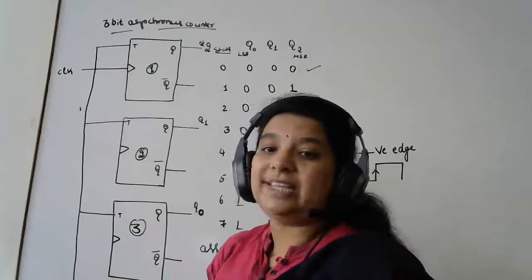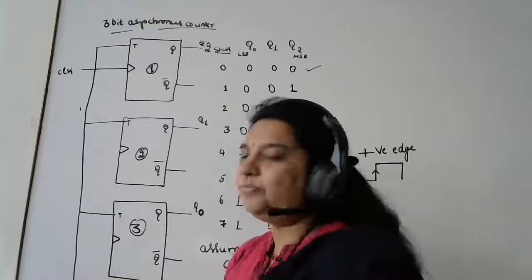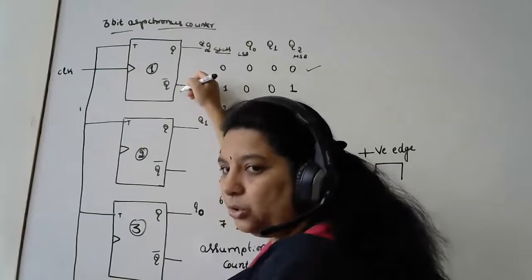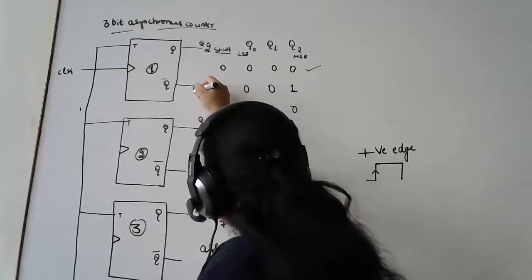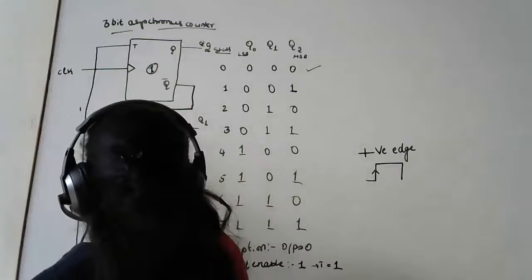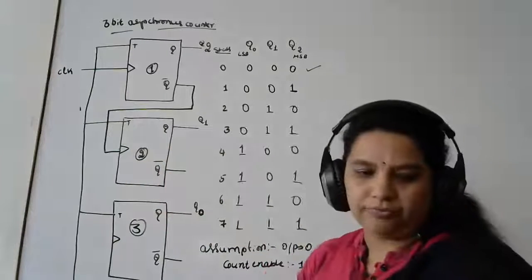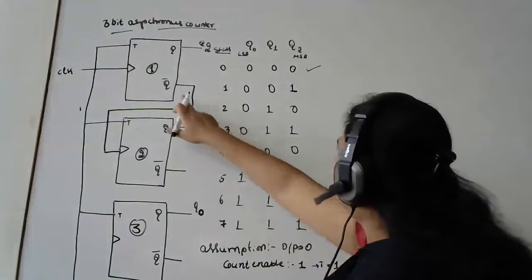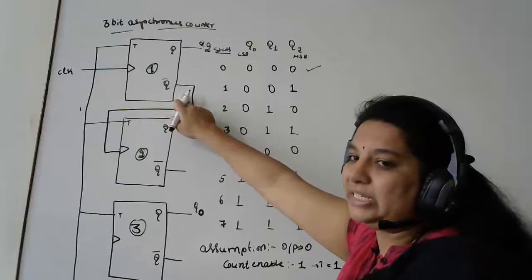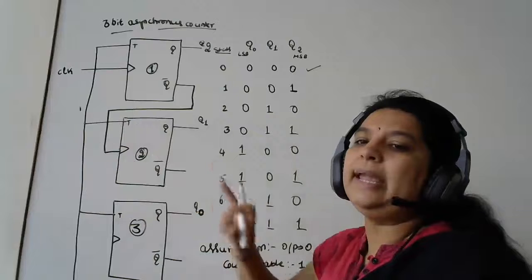What I'll do for the second flip-flop, in order to generate the counting sequence, is this. I have two outputs, Q and Q bar. The Q bar, the complemented output of this flip-flop, is given as a clock to the second flip-flop. The complemented output of the previous flip-flop is connected as the clock to the next flip-flop.